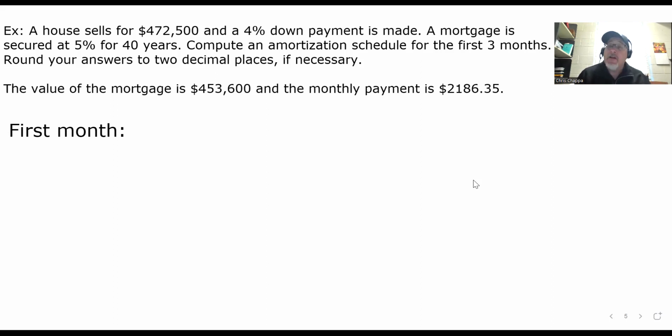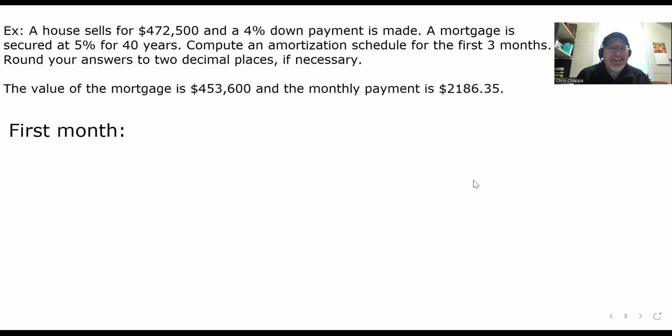And oh, by the way, the value of the mortgage is $453,600 and the monthly payment is $2,186.35. In previous videos, we would have had to calculate both of those things. We would have to calculate the down payment and subtract it from the cost to get the mortgage amount, and then cram everything into the mortgage payment formula to get the payment.